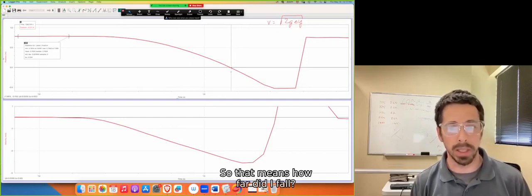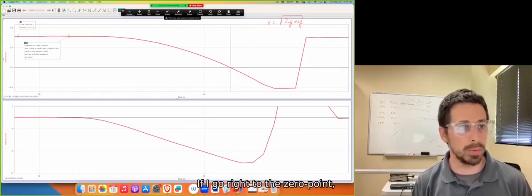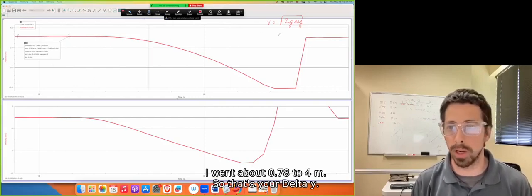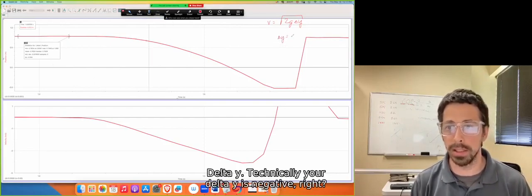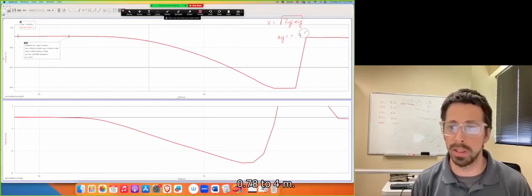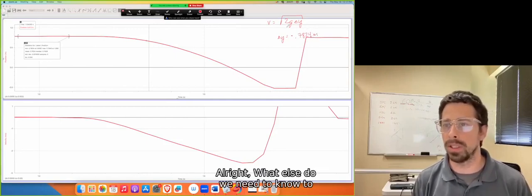Okay, so that means how far did I fall? If I go right to the 0 point, I went about 0.7824 meters. That's your delta y. Technically, your delta y is negative, because you went downwards: -0.7824 meters. All right, what else do we need to know to get my velocity?